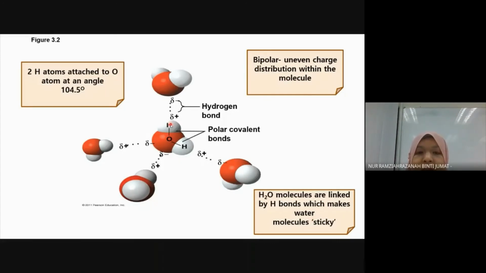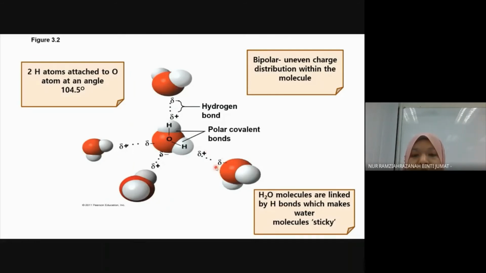Other than the covalent bond, one water molecule is attracted to another water molecule because of their partial charge. The partial negative O from this water molecule can be attracted to the partial positive H from another water molecule. And the opposite, the partial positive H of this water molecule can be attracted to the partial negative O of another water molecule. This bond is what we call a hydrogen bond.